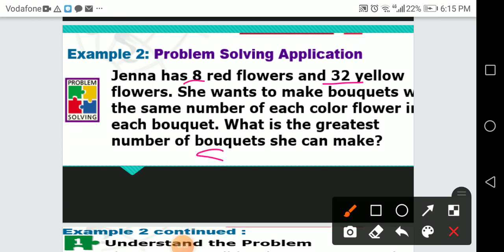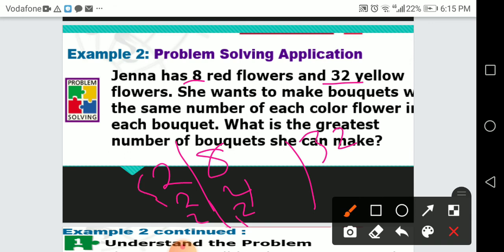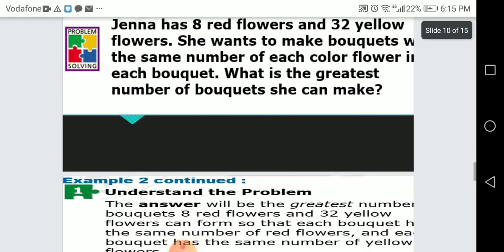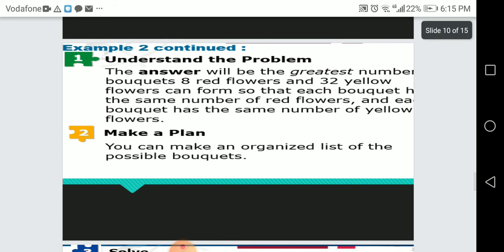So if I do it like this, 8 and 32. Okay, 8 divided by 2 gives me 4. 4 divided by 2 gives me 2. Divided by 2 gives me 1. I have here three 2's. 32 divided by 2 gives me 16, divided by 2, 8, and so on. The factors of 8 are 2, 2, 2, and the other factors are 2, 2, 2, 2, 2.